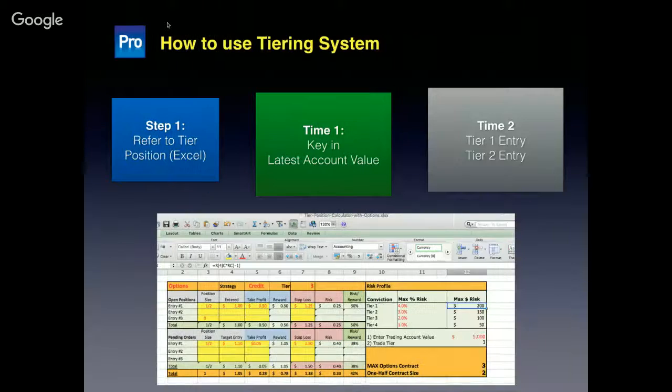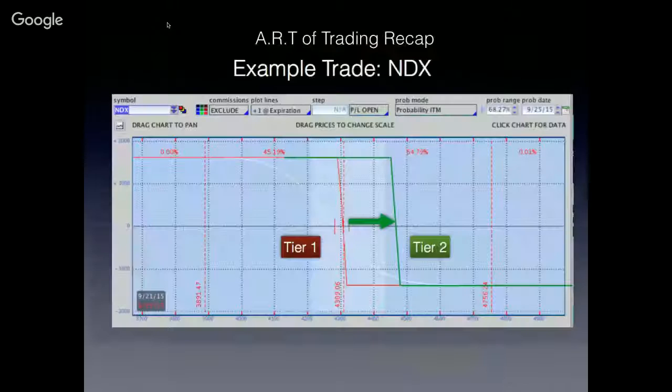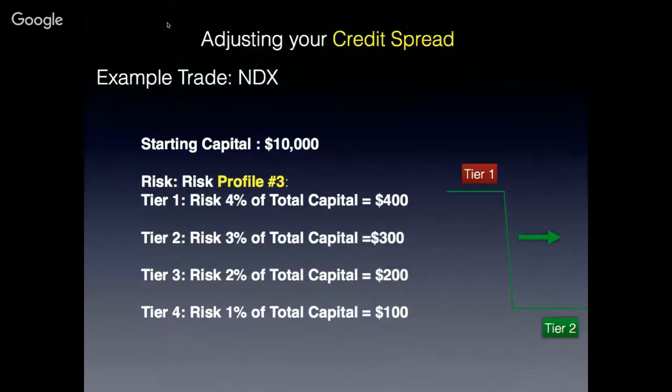Okay, so all you have to do is type in your latest capital into the spreadsheet that we send you to calculate what is the maximum risk for every tier. Okay, so this will be an example. If I'm starting with 10,000, my tier 1 4% will be $400. 3% will be 300, 2% will be 200, and 1% will be 100. So that 400 will determine the max risk for any given vertical spread that you're establishing.